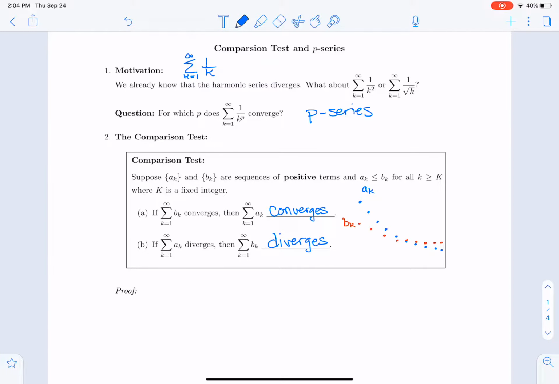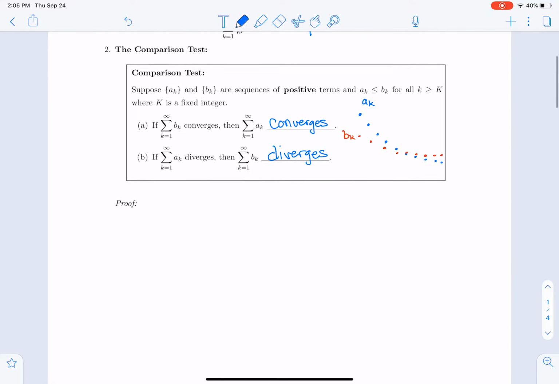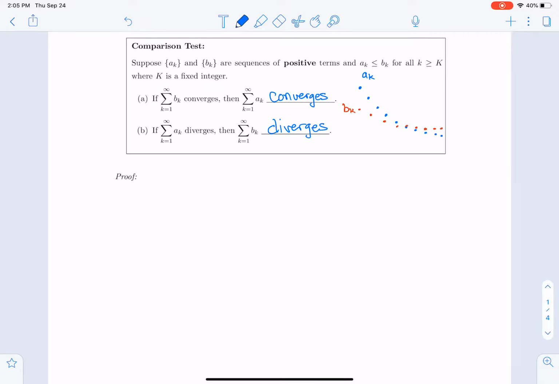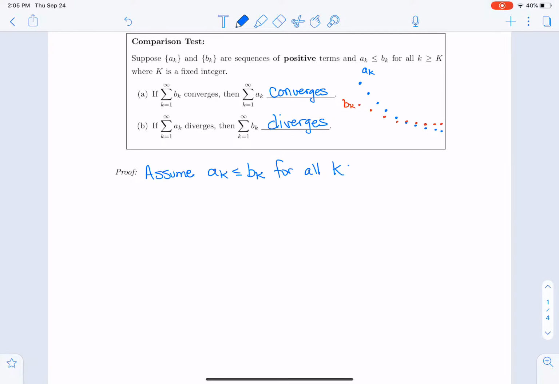Now, what we'd like to do is to prove this test to you. And like we did previously, we're going to prove this by appealing to the definition of series convergence. Okay, so for the beginning of this proof, I want to assume that a sub k is less than or equal to b sub k for all k. And I'm going to prove this just saying for all k greater than or equal to 0. But the same proof is going to work if I say for all k greater than or equal to some capital K.